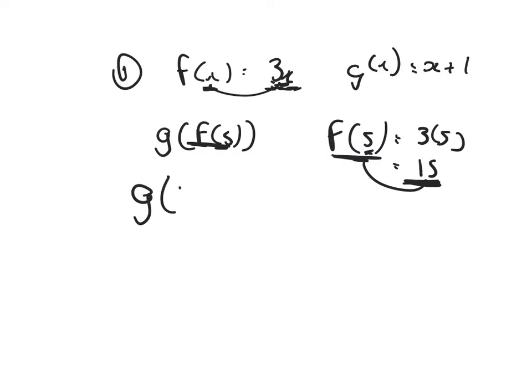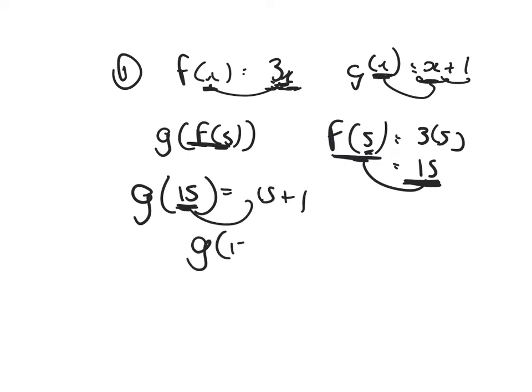So g of f of 5 would be g of 15. Let's have a look at the g function. The g function tells me whatever's in the bracket, write it down and add on 1. So g of 15 is equal to 16.